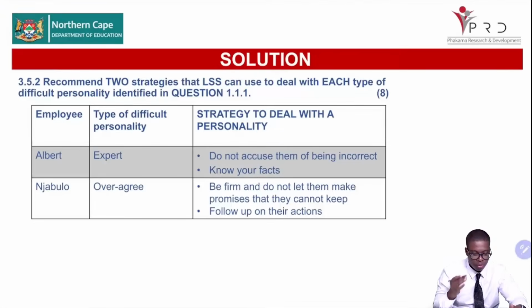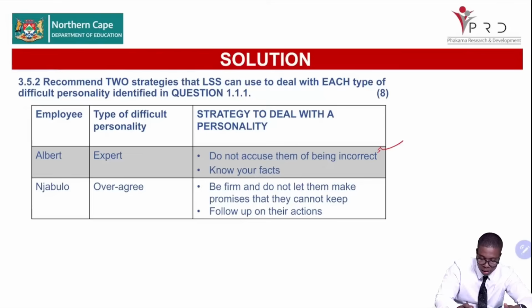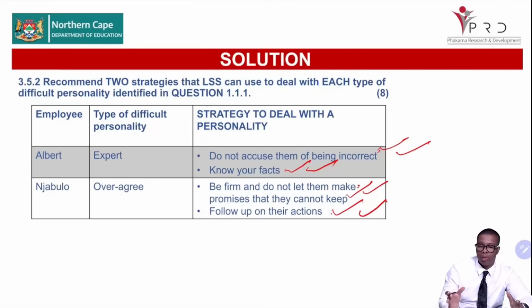And then how do you deal with the expert? How do you deal with an over-agreeing personality? Do not accuse an expert of being incorrect, and know your facts. With an over-agreeing personality, be firm and do not let them make promises that they cannot keep, and then follow up with their action, because they agree with everyone who gives them a task, but they never complete their task. Hence, we say follow up on their action.